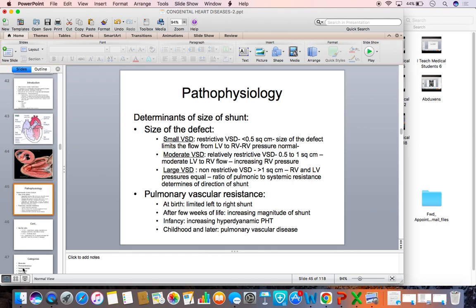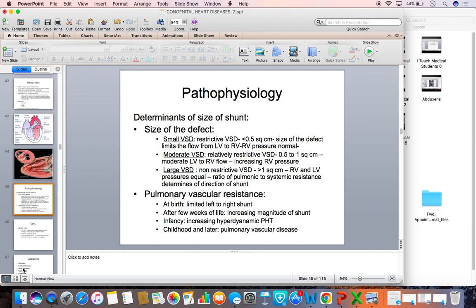Having known the types of ventricular septal defects, let's go into the pathophysiology. Pathophysiology depends upon the size of the shunt, size of the defect, and degree of pulmonary vascular resistance. These are the two important determinants of the magnitude of the shunt. Number one is the size of the defect, and number two is the pulmonary vascular resistance.